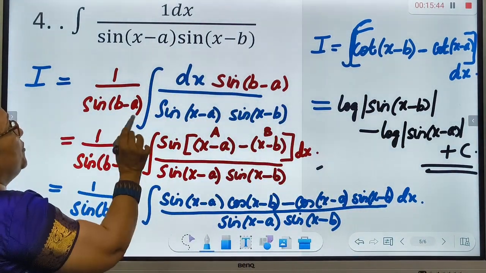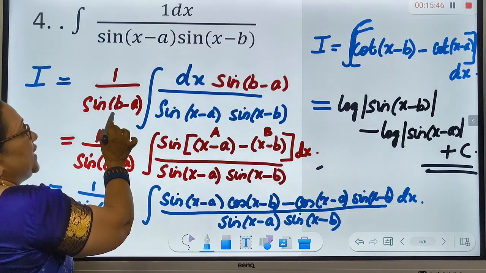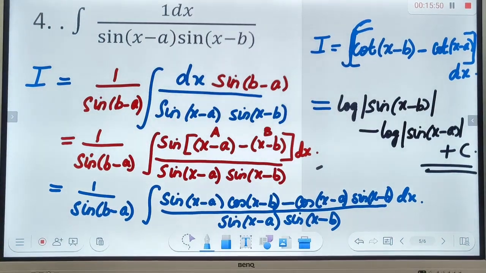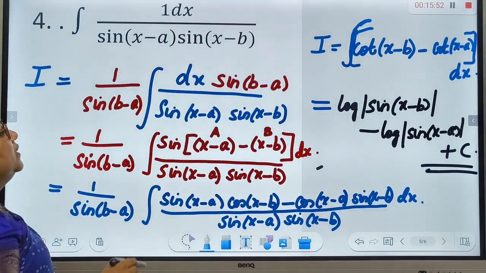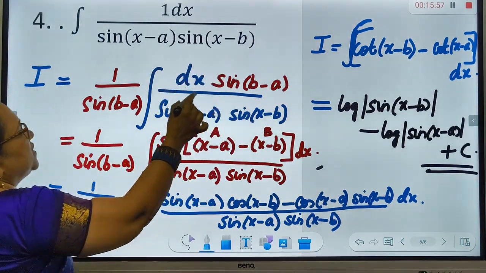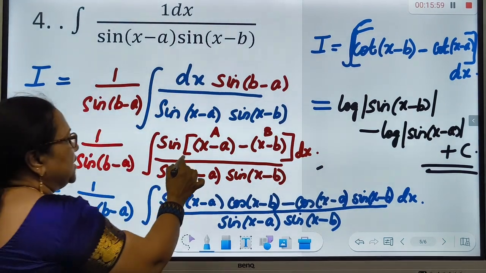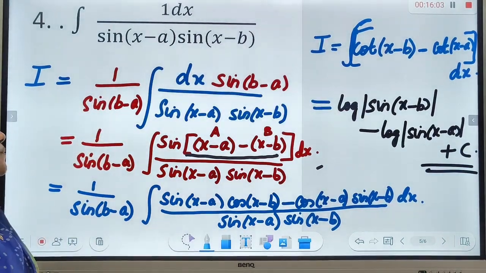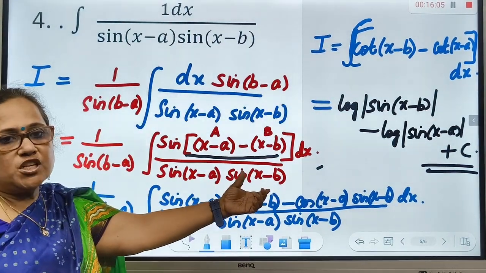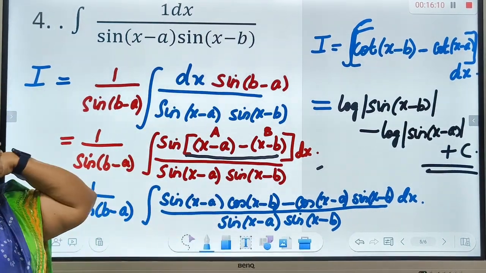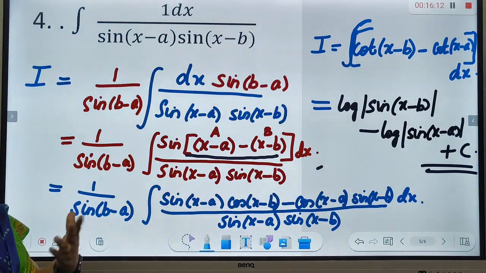So this problem involves manipulation. You have to remember the technique of multiplying and dividing by sine of b minus a. The reason being, sine of b minus a can be expressed in terms of sine of x minus a and sine of x minus b as follows. And that will help us to simplify, because you can use the formula for sine of a minus b as sine a cos b minus cos a sin b. Then it is reduced to the form integral of cot theta, which we know.